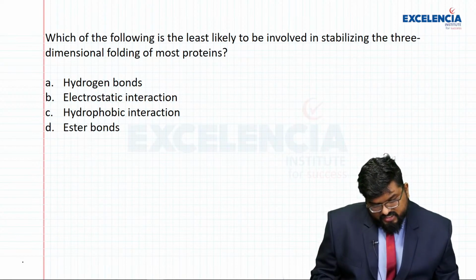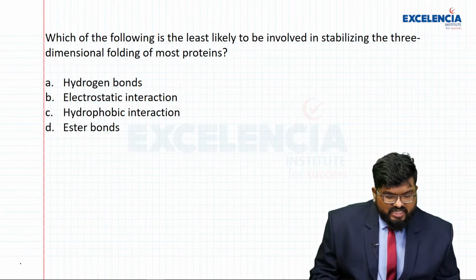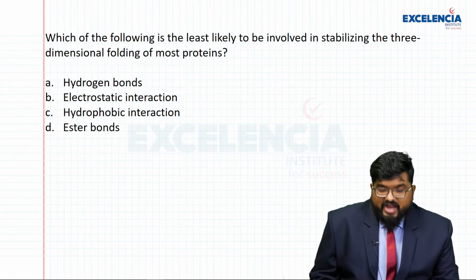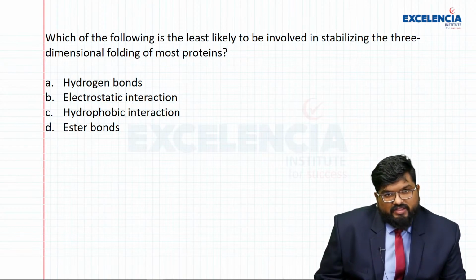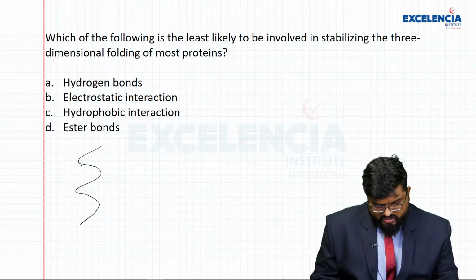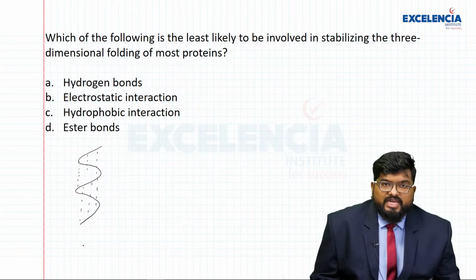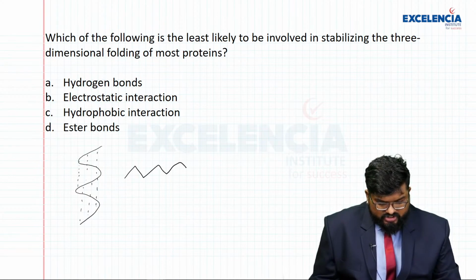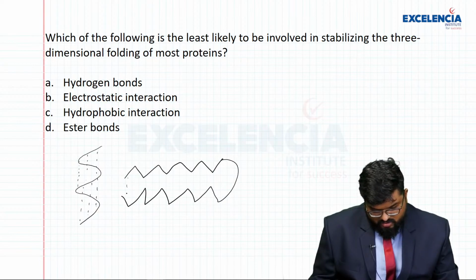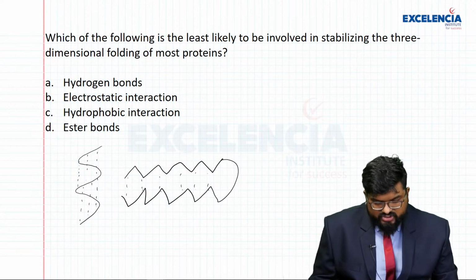Which of the following is the least likely to be involved in stabilizing the three-dimensional folding of most proteins? Hydrogen bonds, though we know, are definitely there. For example, even when proteins undergo alpha helical formation, there are hydrogen bonds from every 3.4th amino acid, which stabilize the helix. Then we have beta pleated sheets, which again stabilize the sheet.